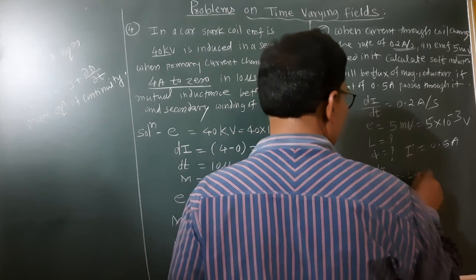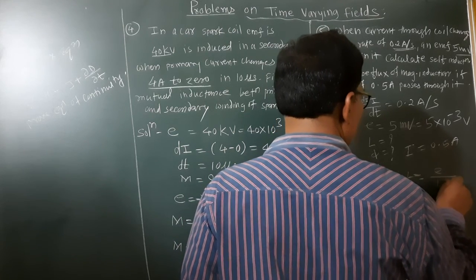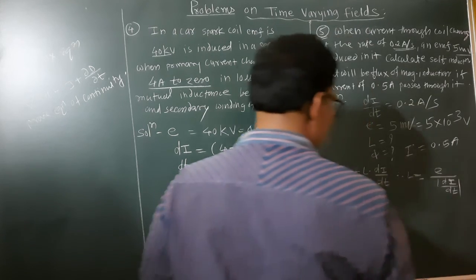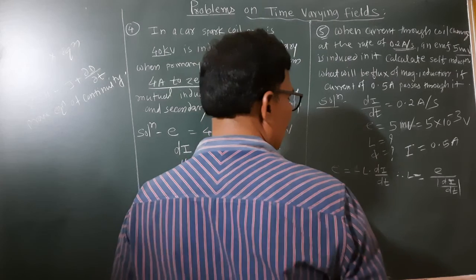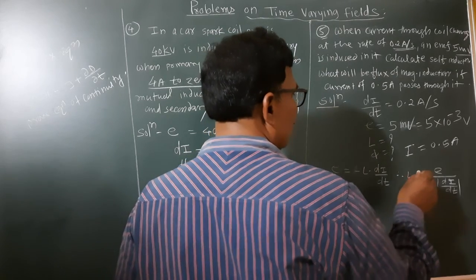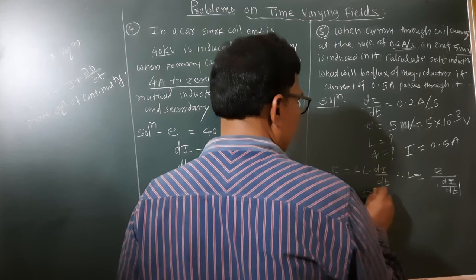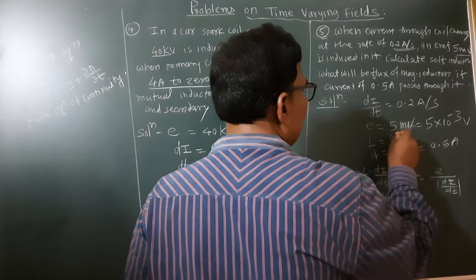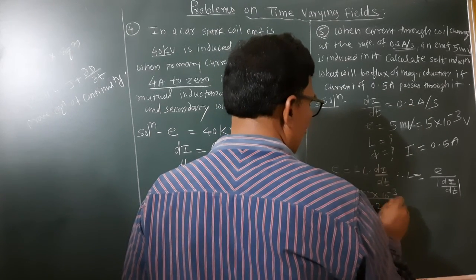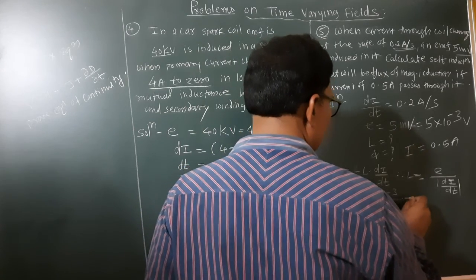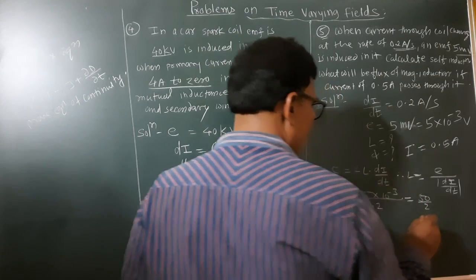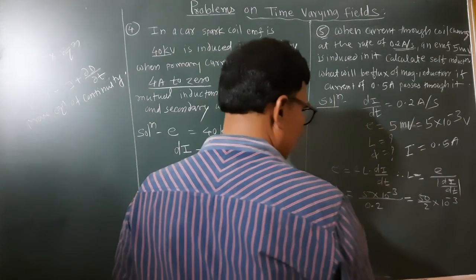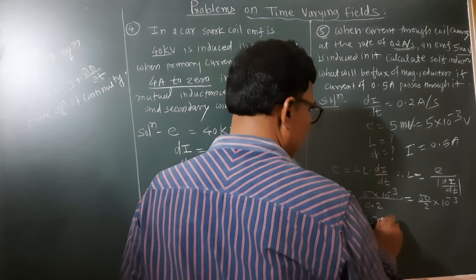Therefore, L is equal to E upon the magnitude of di by dt. What is the value of E now? 5 into 10 to the power minus 3, divided by di by dt. That rate is 0.2 ampere per second. Finally, we get 50 by 2, 10 raised to minus 3, and that is equal to 25 millihenry. So L is equal to 25 millihenry.